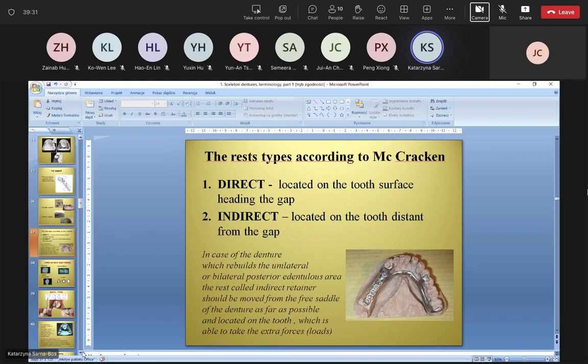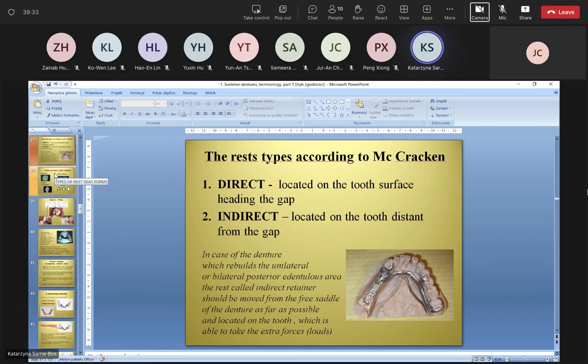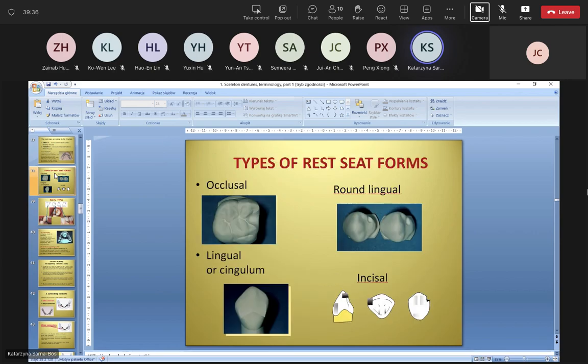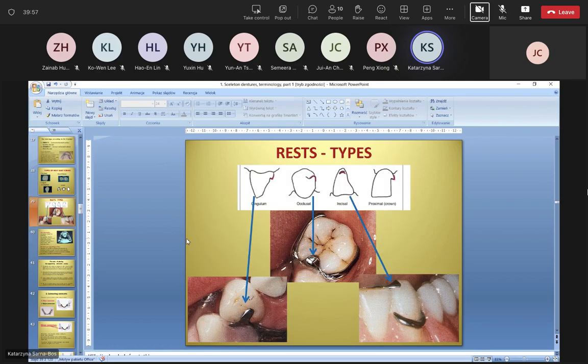Okay, what else? Yes. And to sum up, here you have the types of the rest seat forms. So this is an example of an occlusal one, a round lingual one, so the low support, lingual or cingulum, and incisal one. And again, next slide. This is the occlusal one, the most common, the cingulum one, and the incisal one.